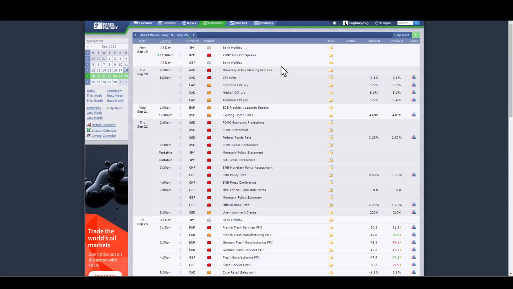Now, if you take a look at this coming week, we're starting off with a Japan holiday as well as the UK side. So if you're trading on Monday, just be a little bit careful. I think volatility will be lower, just because we have the UK bank holidays as well.